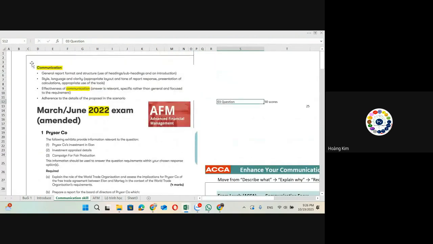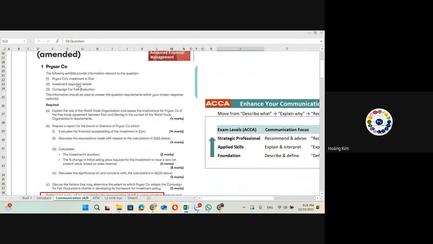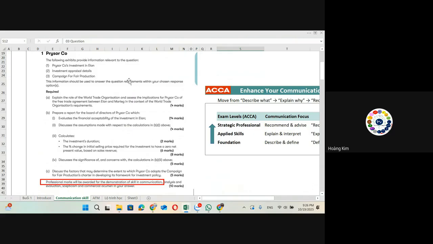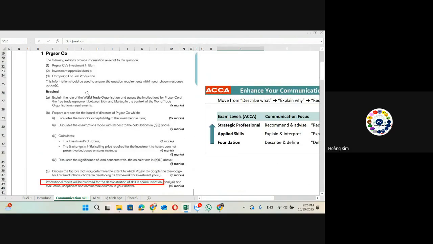First, they give you the context of the company. ACCA has now changed the method of making the question for the candidate. First they give the context above, and after that they imply it in long-sentence questions.